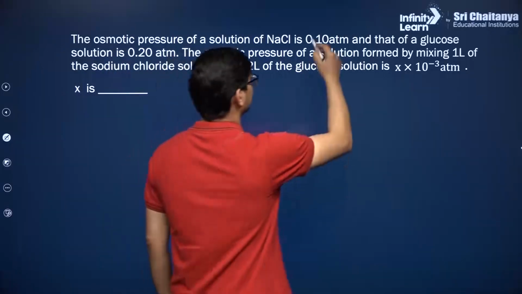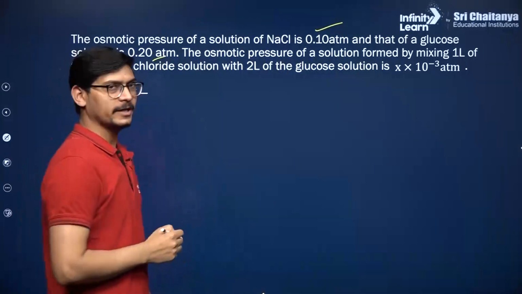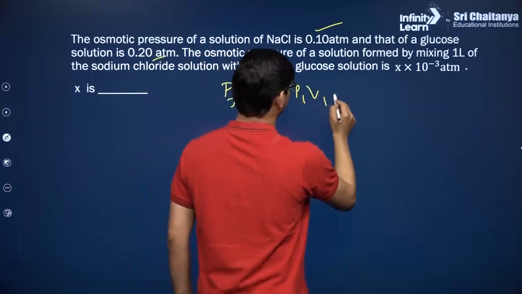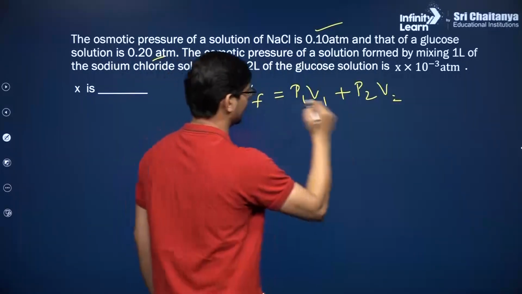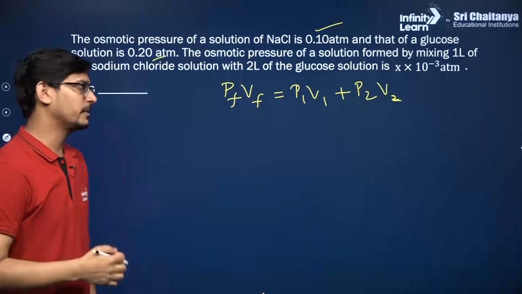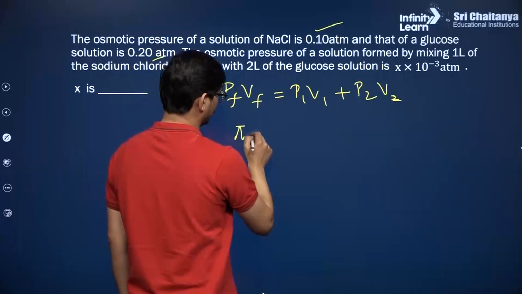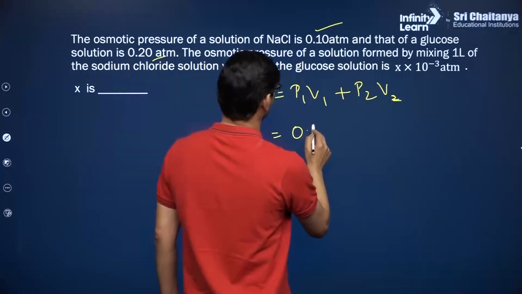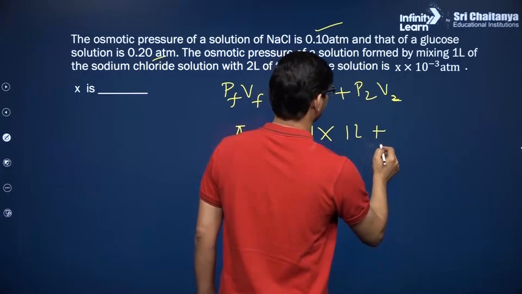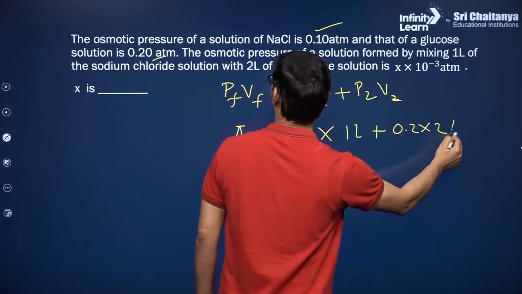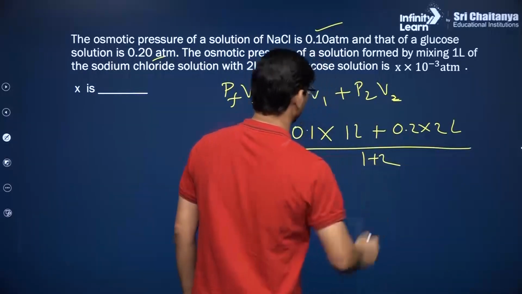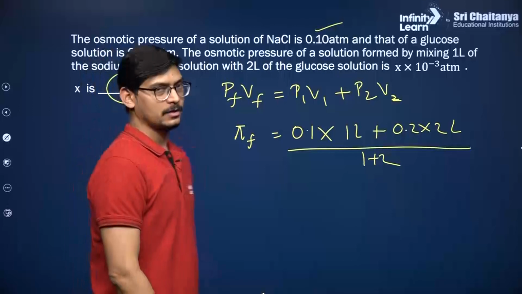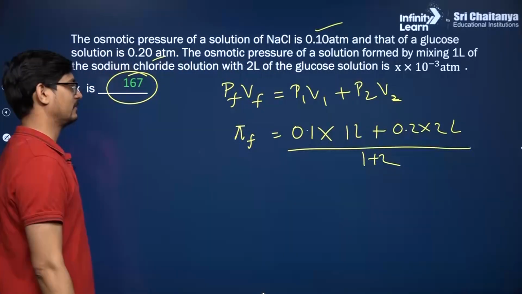The osmotic pressure of a solution of NaCl is 0.1 and that of glucose is 0.2. Right, so you know that at constant temperature, we can say that final pressure times final volume is P1V1 plus P2V2. This we get from Boyle's law for gases. Now, because in an ideal solution the solute also behaves like an ideal gas, we can say that the final osmotic pressure would be the sum of the initial osmotic pressures. So for NaCl, the pressure is 0.1, volume is 1 liter. For glucose solution, pressure is 0.2, volume is 2 liter, divided by total volume, which is nothing but 1 plus 2, right? So this is 0.1 plus 0.4 divided by 3, so that's 0.167, which is basically 167 into 10 to the minus 3.